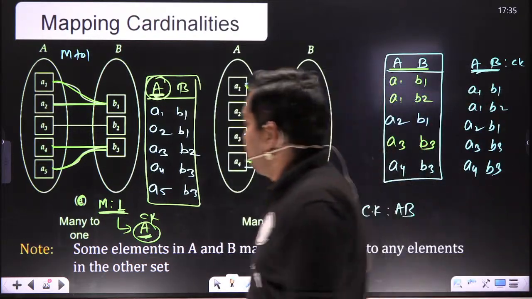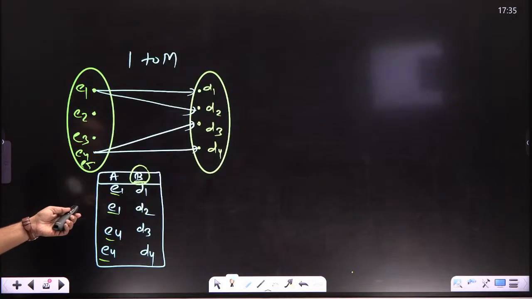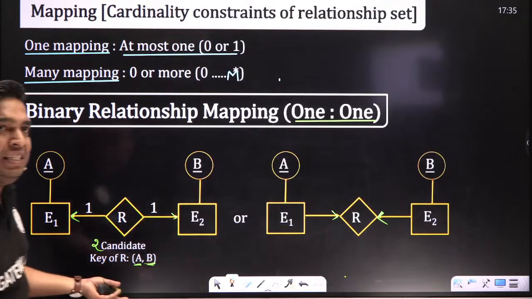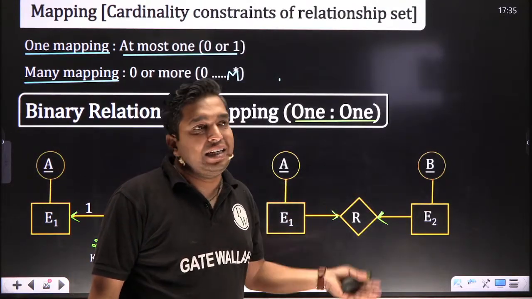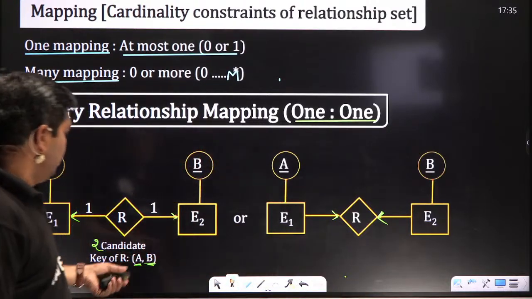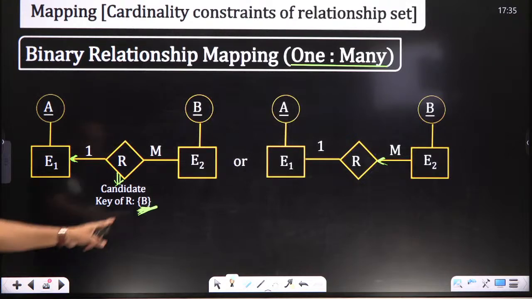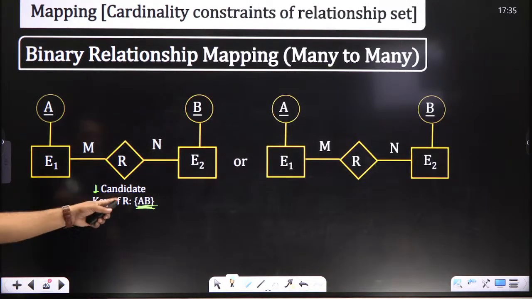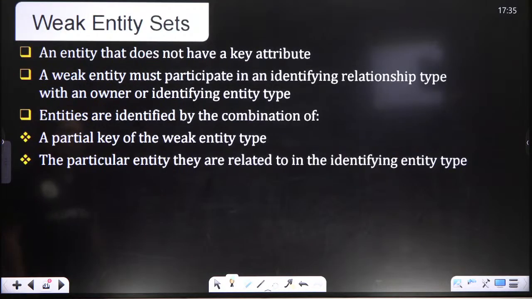This is the meaning of one to many. Then there is a one to one, where either A or B can be the candidate key. Why, sir, why is it needed? When we are learning ER to RDBMS conversion, that time it will be helpful. And here the candidate key is B only. Here the candidate key is A. Here the candidate key is only AB. This is the meaning.